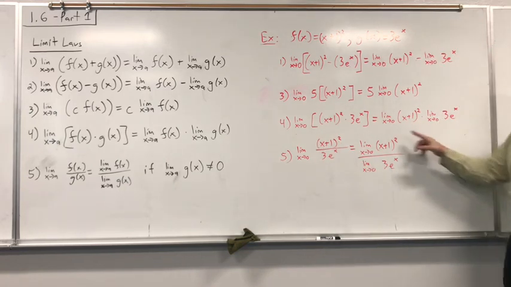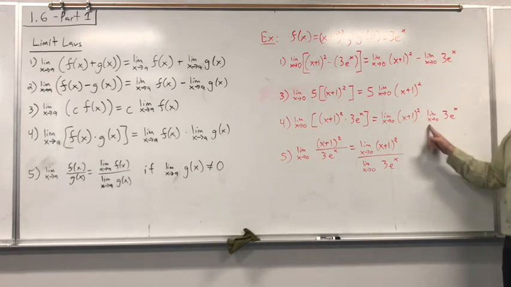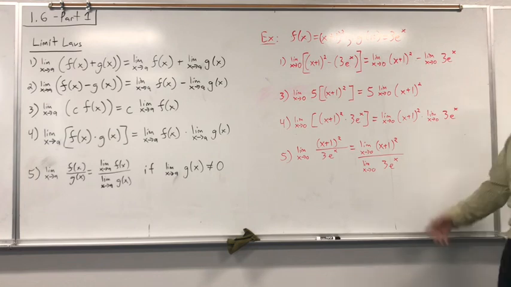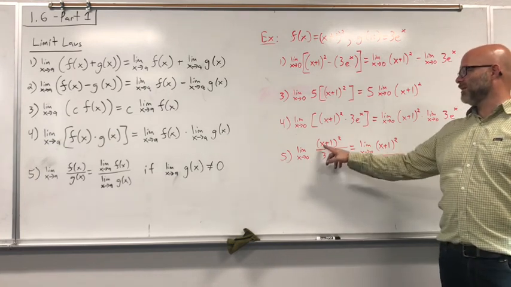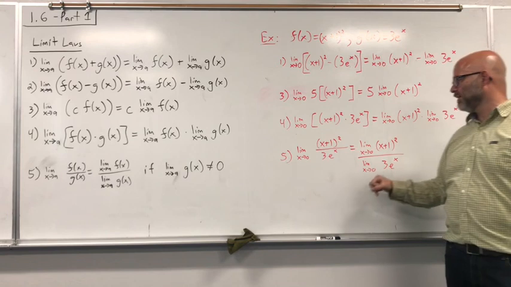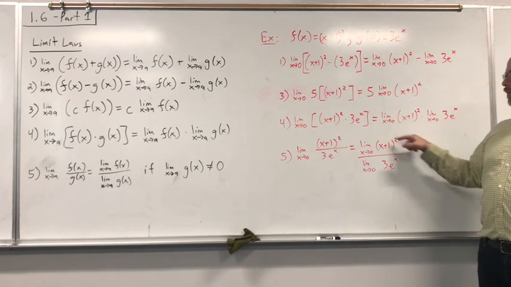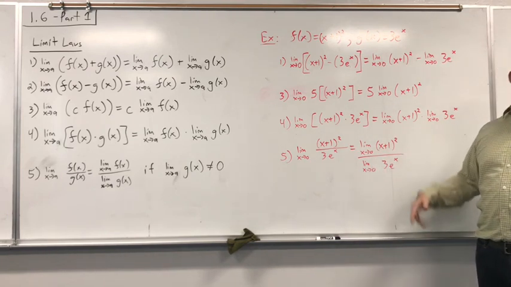Plug in 0 here, you get 1. Plug in 0 here, you get 3. 1 times 3 is 3. And not remarkably, plug in 0, you get 1 over 3, which is 1/3. Or you can take the limit here, you get 1, take the limit here, you get 3, which is 1/3.